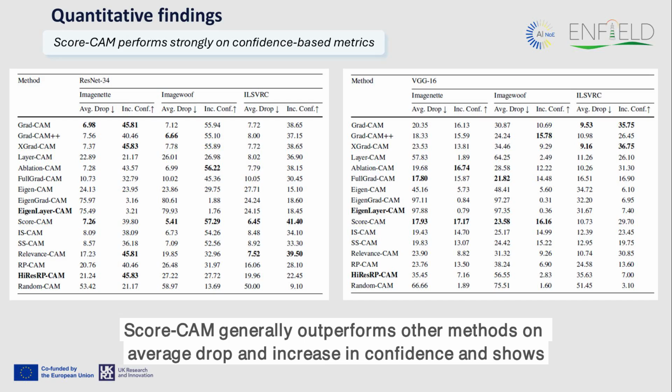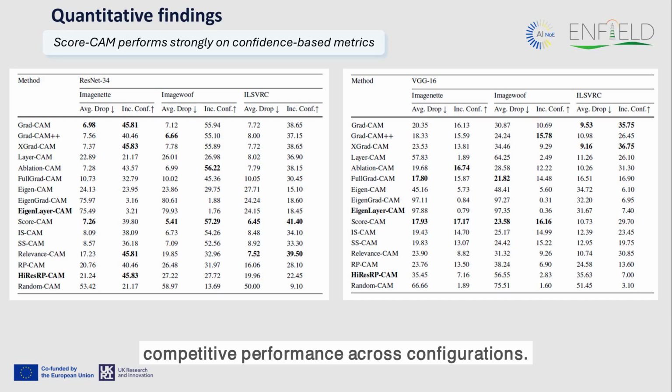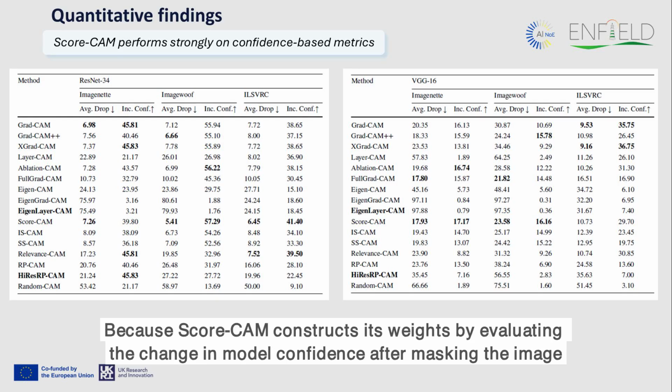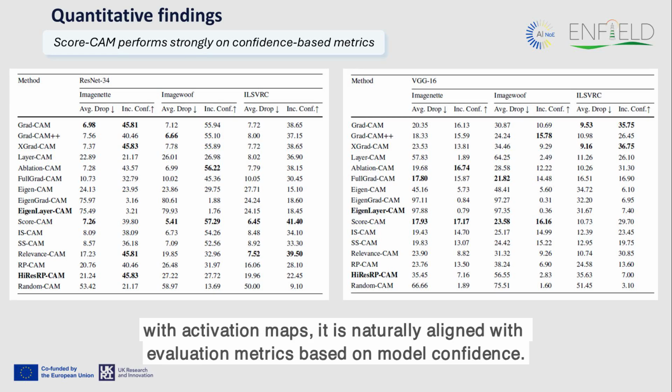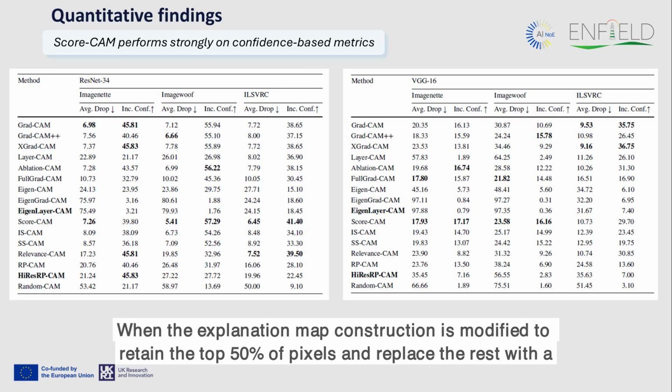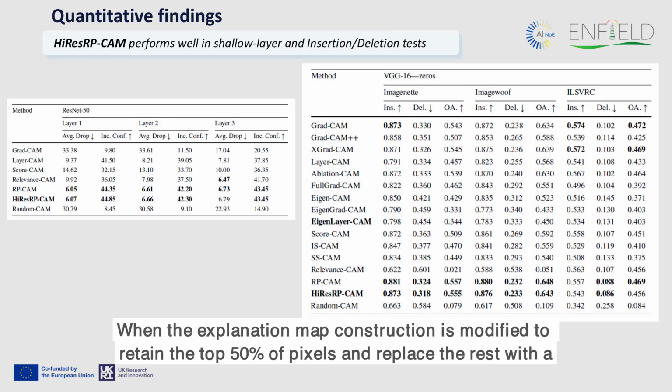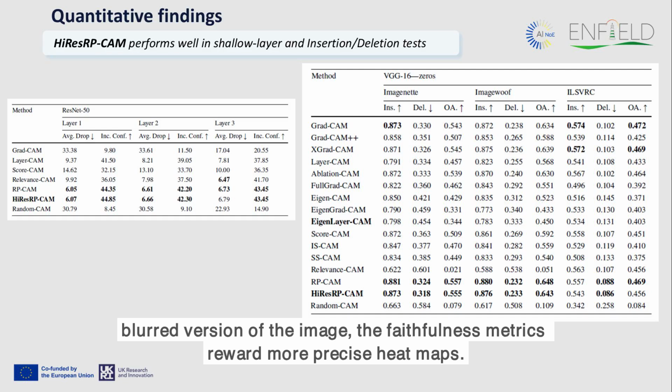ScoreCAM generally outperforms other methods on average drop and increase in confidence and shows competitive performance across configurations. Because ScoreCAM constructs its weights by evaluating the change in model confidence after masking the image with activation maps, it is naturally aligned with evaluation metrics based on model confidence. When the explanation map construction is modified to retain the top 50% of pixels and replace the rest with a blurred version of the image, the faithfulness metrics reward more precise heat maps.